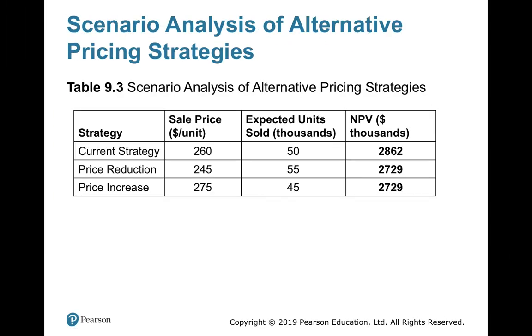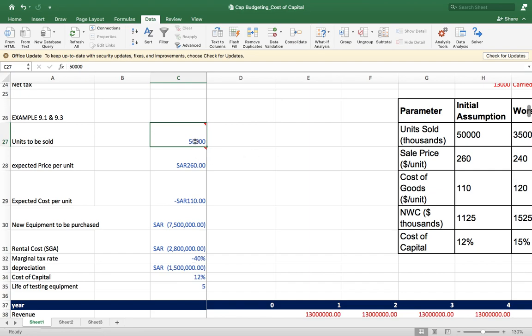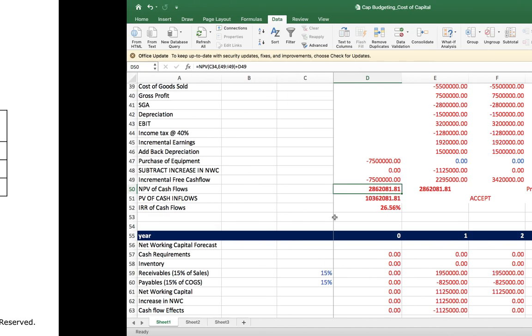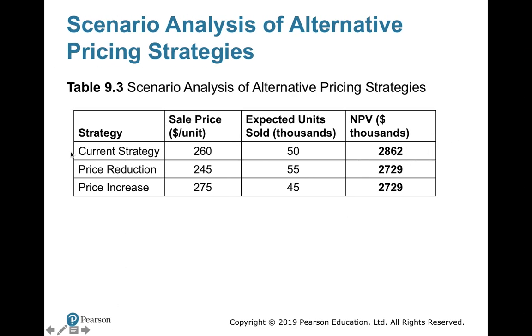Then we will go to the scenario analysis. For the scenario analysis, 2 to 3 different scenarios are being done. Strategy 2 multiplied by 3, 6 different things we are changing. Originally, we have assumed 260 selling price, 50,000 units to be sold, and our NPV was 2.862 million. This is the original baseline assumption. Now we are changing 4 things.